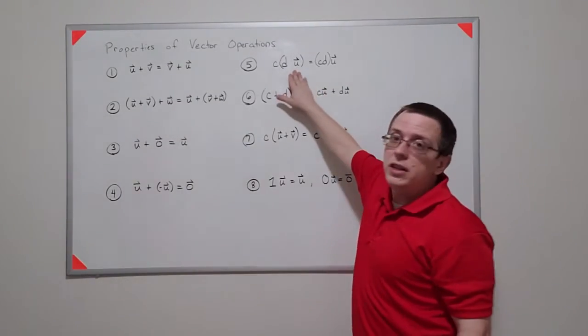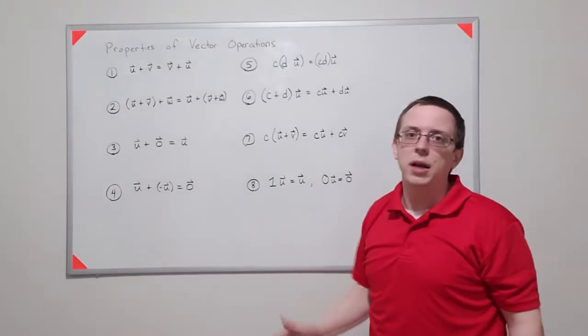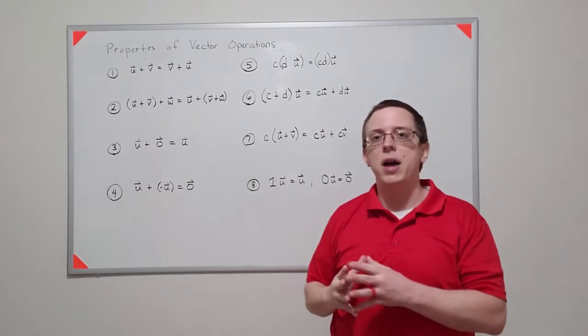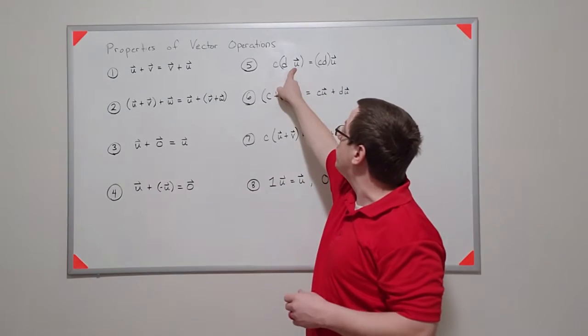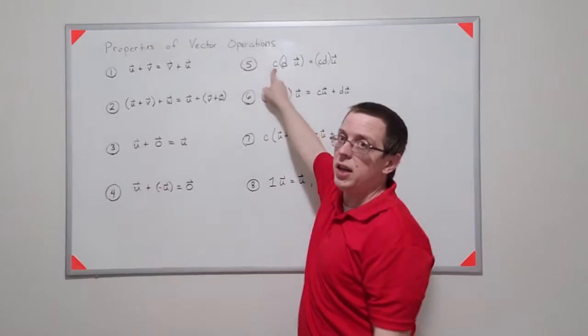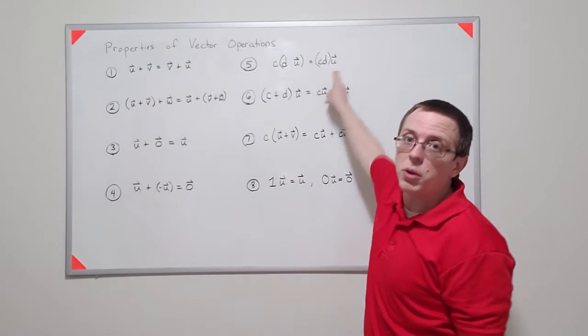Number 5 is this idea that if you have two scalars multiplied by the vector, it doesn't matter the order that you multiply. You can multiply the scalar times the vector and then scale that again, or you can multiply the two scalars together before you ever multiply to the vector.